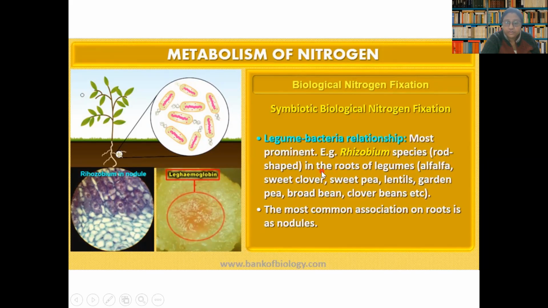Alfalfa plant, sweet clover plant, sweet pea, as I told you. There are lentils, that means yellow dal plants, garden pea plants, broad bean, clover beans. So basically for vegetarian people, we always say that you should eat sprouts, because these dal and others are a very good source of nitrogen. So how are they a very good source of nitrogen? If they get nitrogen in abundance, then to make it nutritious for vegetarian people, the main role is played by bacteria also.